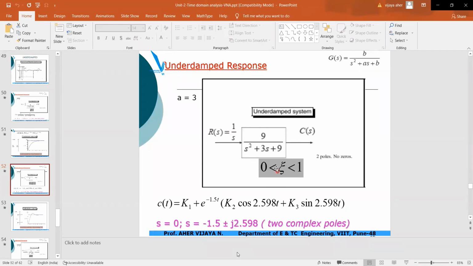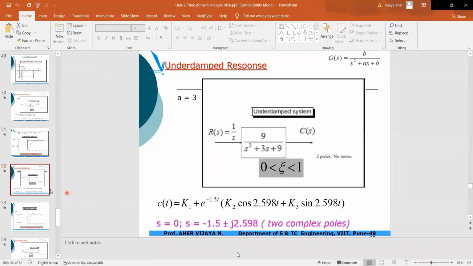Now look at how the poles come. When we solve this equation, you will get two roots, lying at S is equal to S1 and S2. S1 is equal to minus 1.5 plus 2.598j. S2 is minus 1.5 minus 2.598j. Okay, so we are having two complex poles.